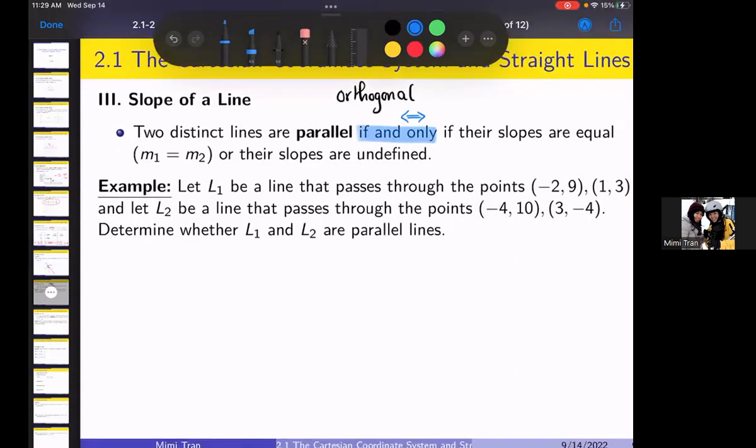Let's check if these two lines are parallel or not. Why don't you guys try to check if they are parallel?